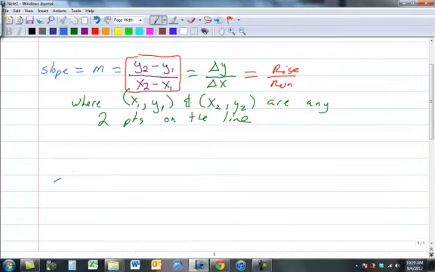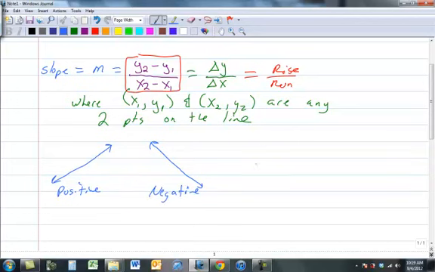First of all, let's talk about what slopes can look like. You read a slope from left to right. So for example, in this case, from left to right, this line is going up, thus this has a positive slope. From left to right, this is going down, so this has a negative slope.